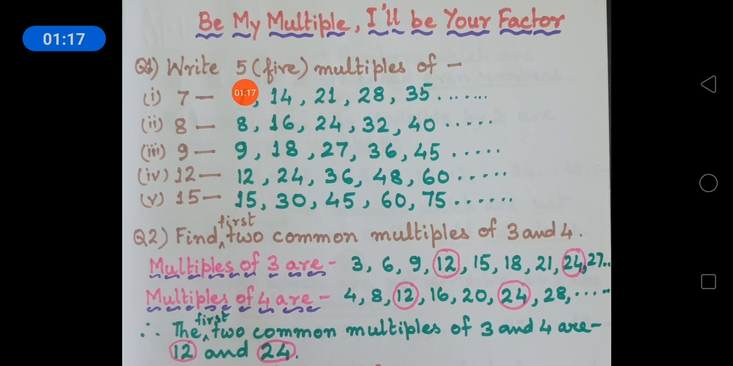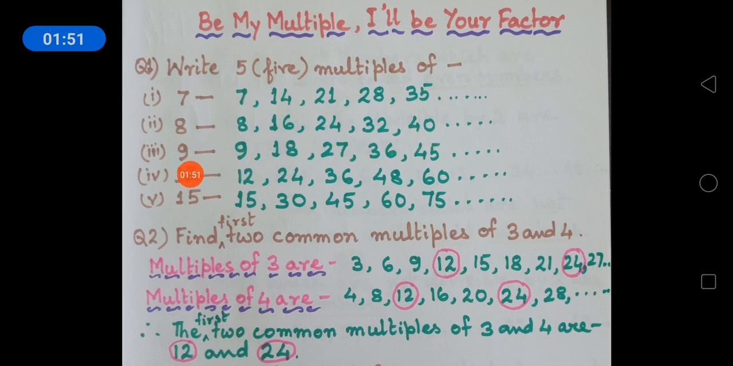like write 5 multiples of 7. So multiples of 7 will be 7, 14, 21, 28, 35. Again for 8, it will be 8, 16, 24, 32, 40 and so on. As I have asked to give only 5 multiples, you will stop here. But the multiples will go on because there are infinite multiples of a number.